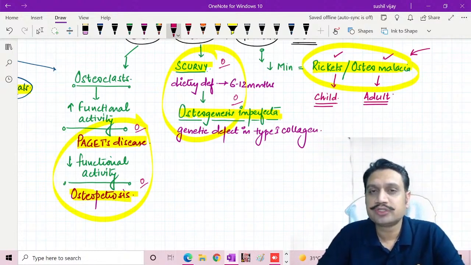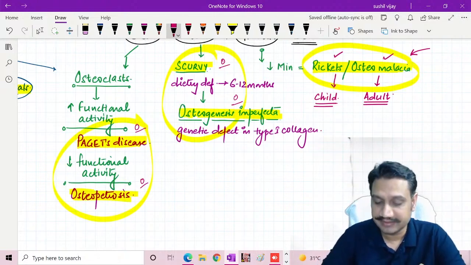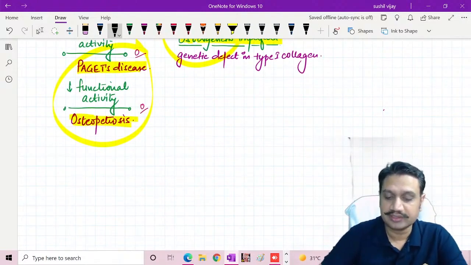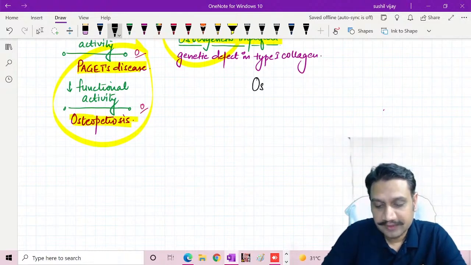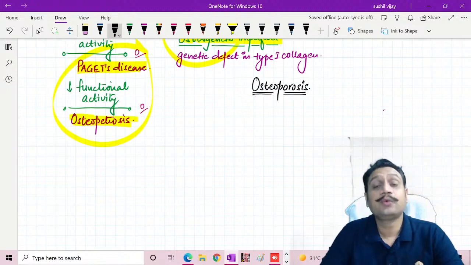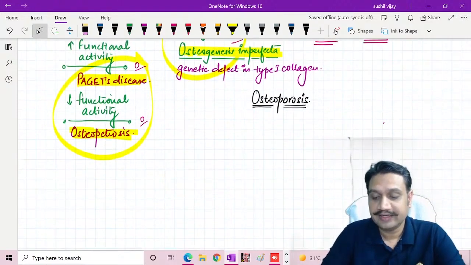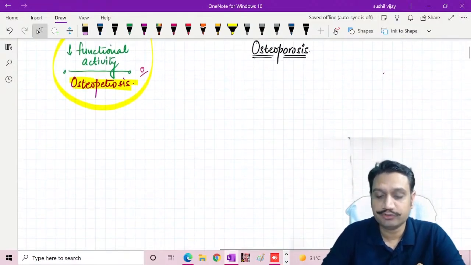Now, in continuation of all these 6 disorders, please remember the basics. The 7th disorder that I want you to remember from here is osteoporosis. That often is a misleading thing and we often forget to understand what osteoporosis is and what is the difference between osteoporosis and osteomalacia. Right? What is the difference between osteoporosis and osteomalacia?